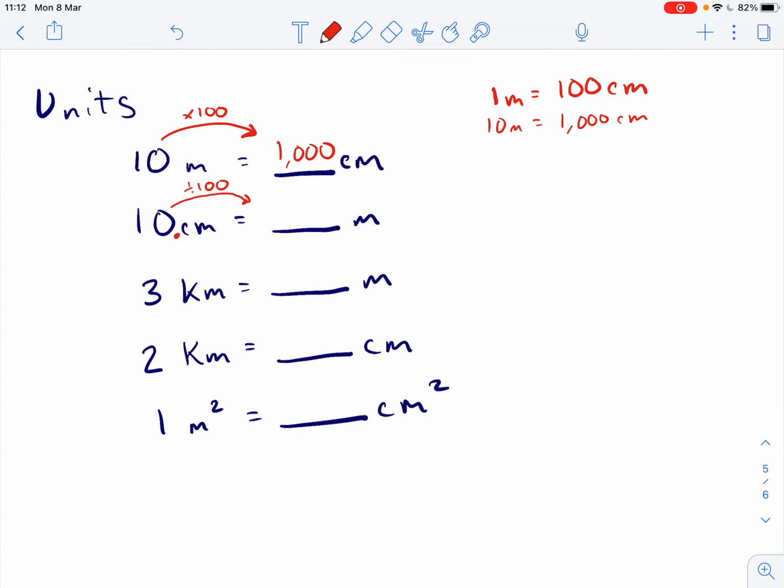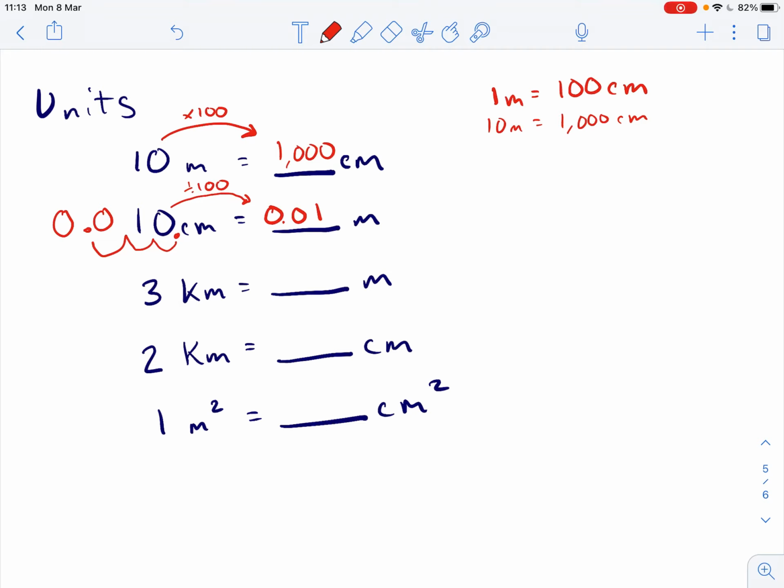So thinking about what happens when we divide by 100, the decimal would move 1, 2, 3 spaces to the left, which means we have 0.01 meters.